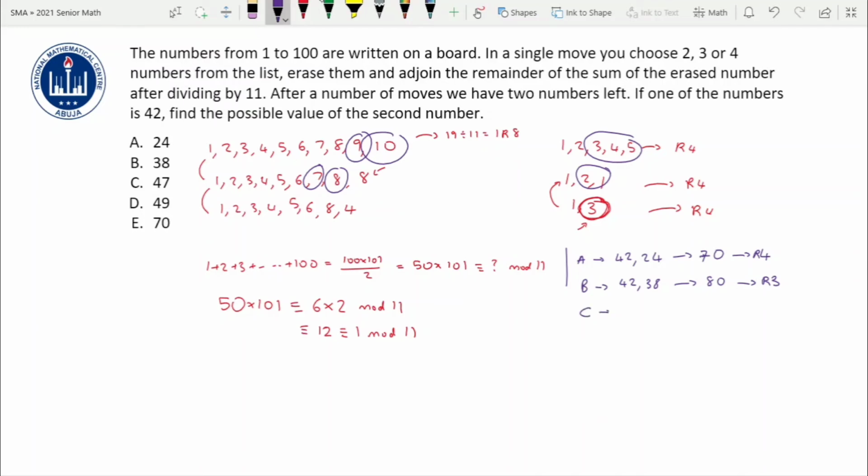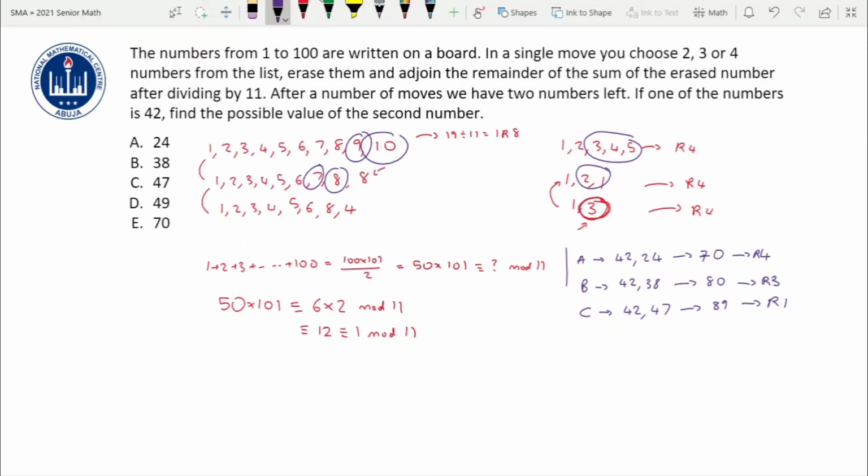So the third one we'll consider is 47. If 47 is the second number you have at the end, that means at the end you have 42 and 47 on the board. If you add 42 and 47, you have 89. Then if you divide 89 by 11, you have a remainder of 1. So it means that we can actually have 47 as the second number we have left after performing these moves a large number of times, right?